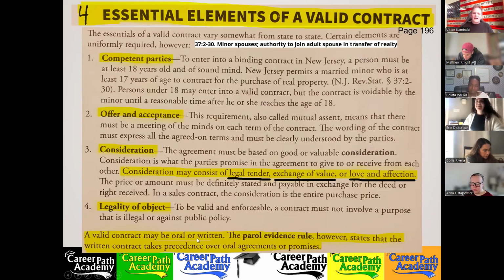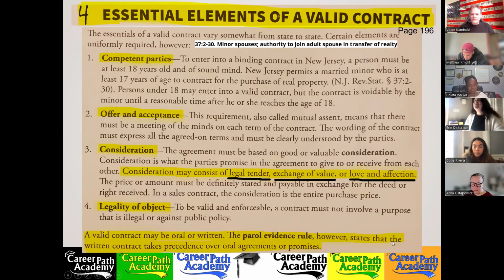So a valid contract can be oral or written. You could have verbal contracts, just not for the sale of real estate. Anyway, so you can have verbal contracts. I could sell you my cell phone, right? We could have a verbal agreement for a cell phone or my bicycle or something like that, right? And it's perfectly enforceable in a court of law. So verbal contracts and written contracts are legal.